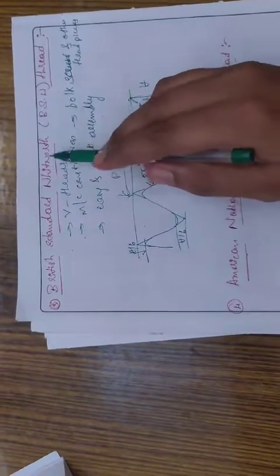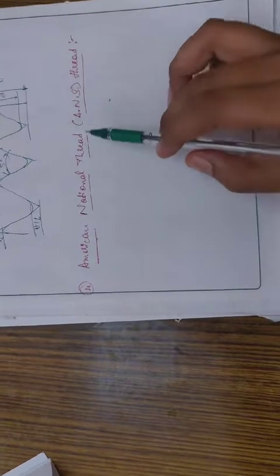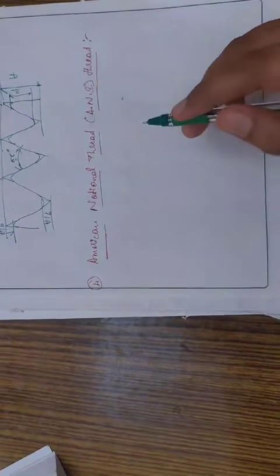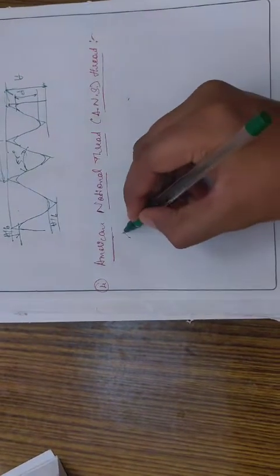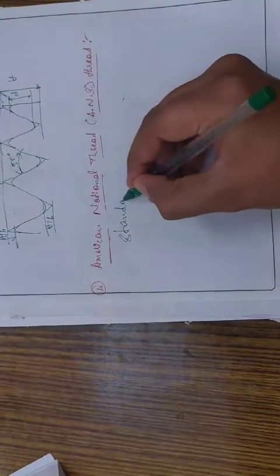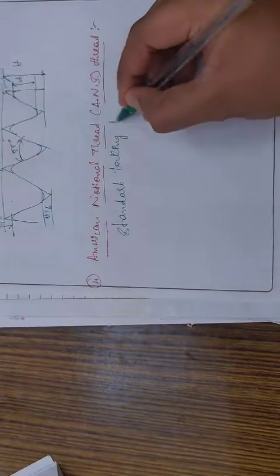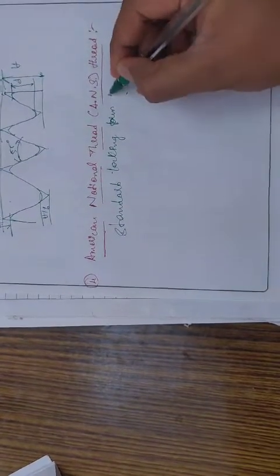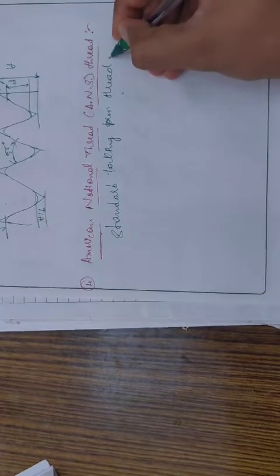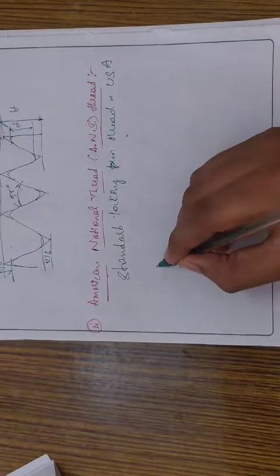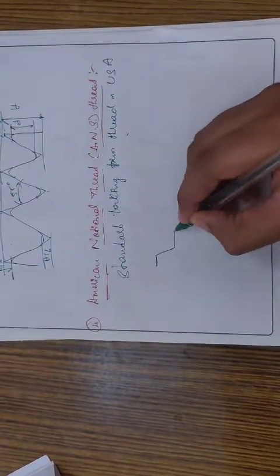There we are using a British standard whitework thread. And the last one, American national thread, that is ANS thread. It is considered as a standard locking form thread in USA. Just I will write the American profile of this one.